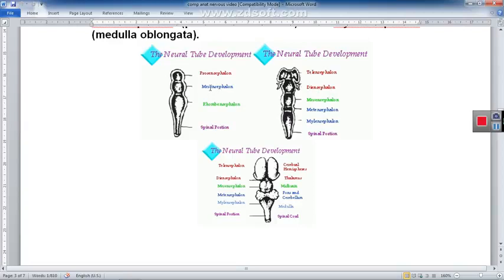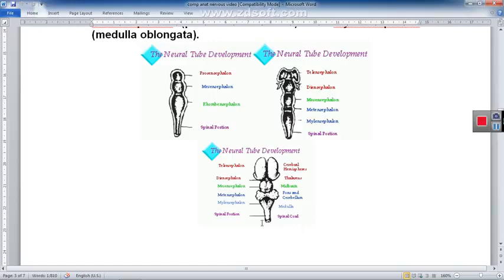The midbrain, which is the mesencephalon, remains just like a mesencephalon only, while the rhombencephalon, which is the hindbrain, will divide into two: metencephalon anteriorly and myelencephalon posteriorly. The metencephalon will form the pons anteriorly and cerebellum posteriorly, while the myelencephalon will form the medulla oblongata only. And therefore, the three brain vesicles will form 5 brain vesicles. More caudal to these 5 vesicles is the spinal cord.